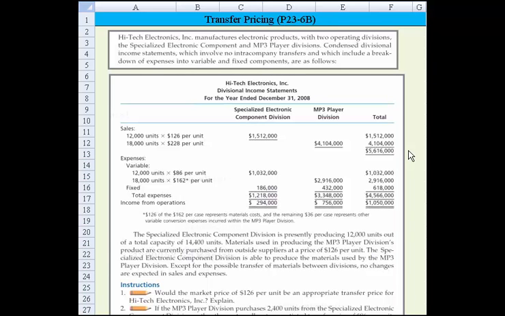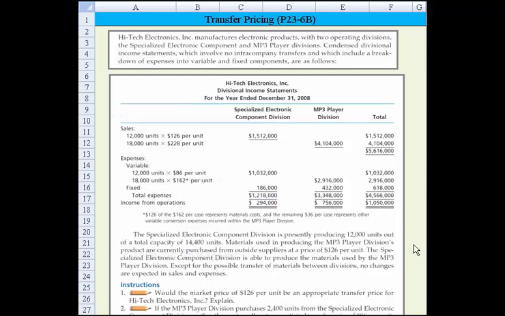It's actually $5,616,000. And we see that the variable costs are $86 per unit for specialized electronics, and it looks like we've got $162 per unit cost for the MP3 player, but there's an asterisk next to the 162. So let me read that. It says $126 of the $162 per case represents material costs, and the remaining $36 per case represent other variable conversion expenses incurred within the MP3 player division.